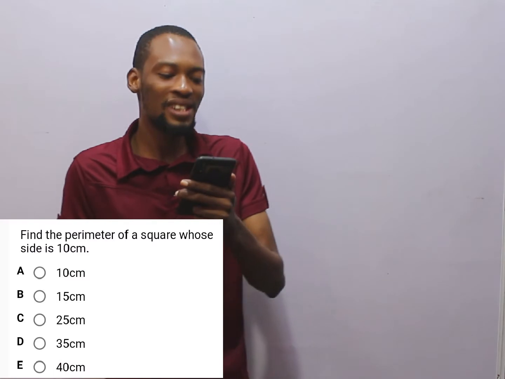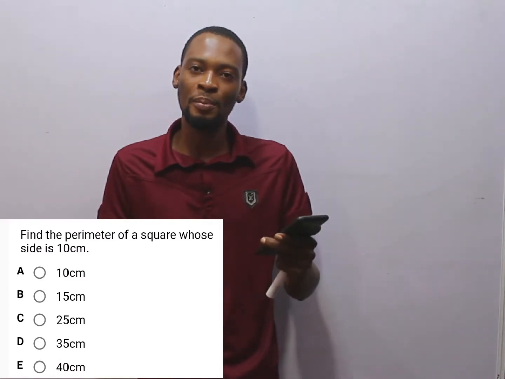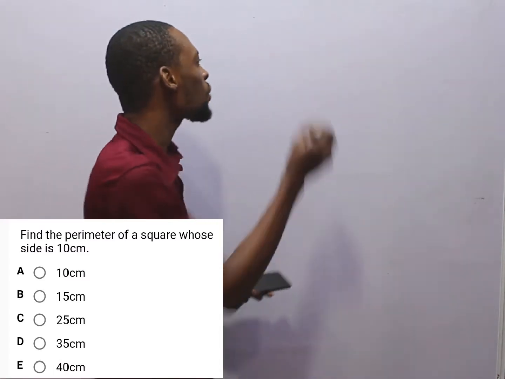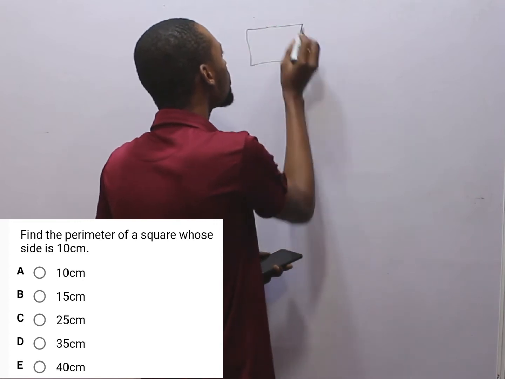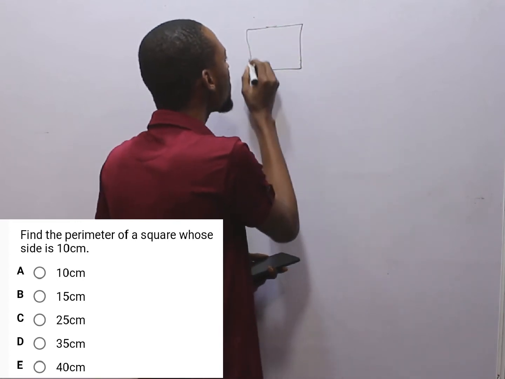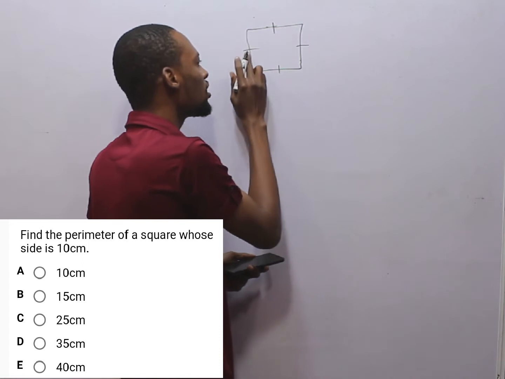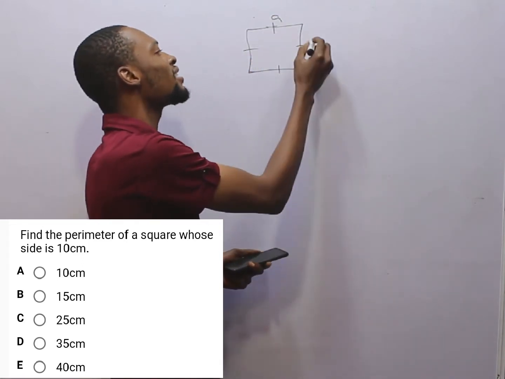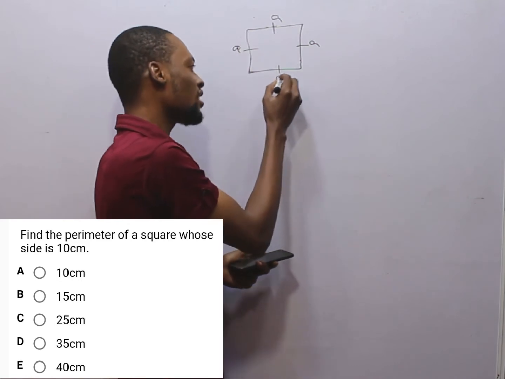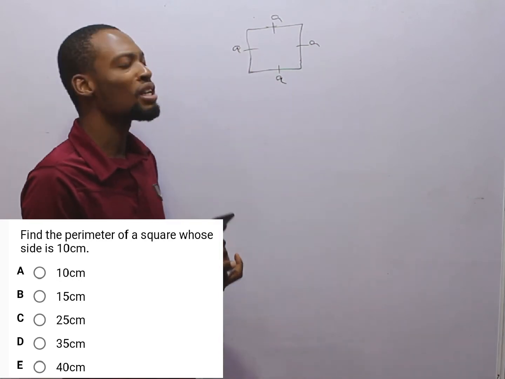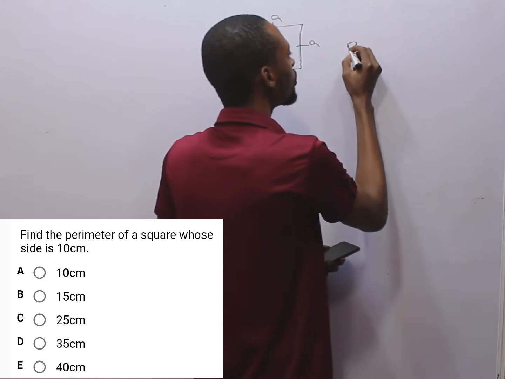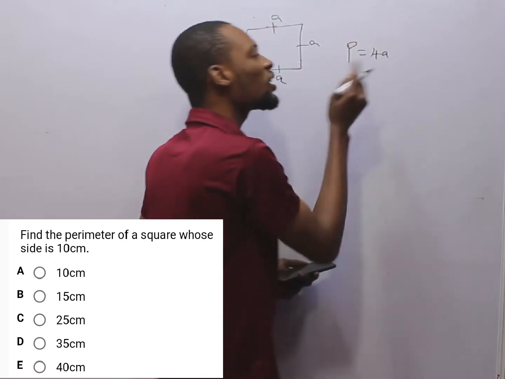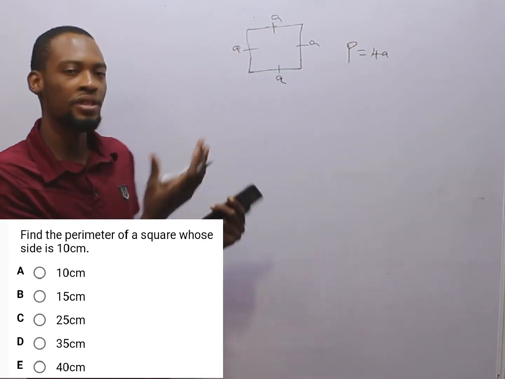Find the perimeter of a square whose side is 10 centimeters. Now what is a square? A square is simply a four-sided shape. And in a square, all the sides are the same. That is how to know a square. So if this side is A, here is A, here is A, here is A. And the perimeter of the square, P, is equal to 4A. What does A mean? A represents the sides.